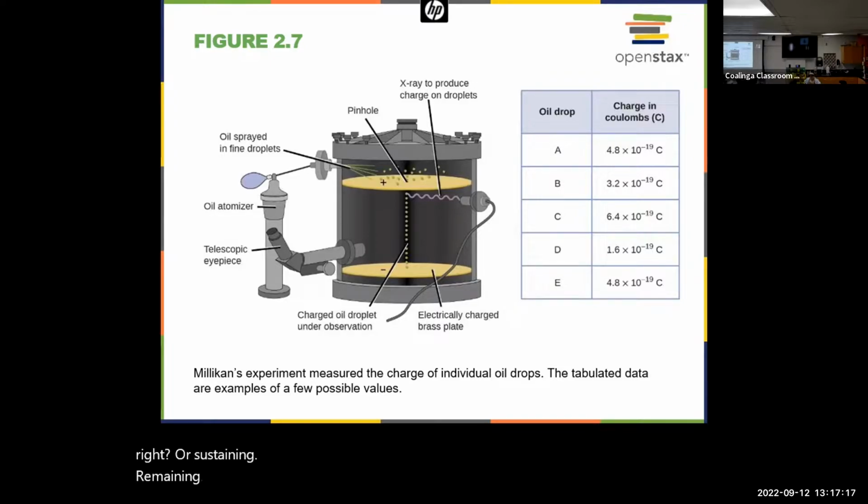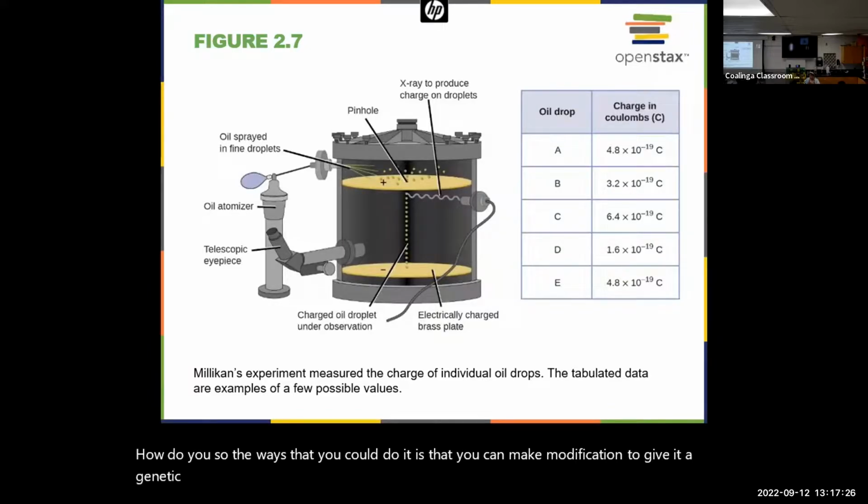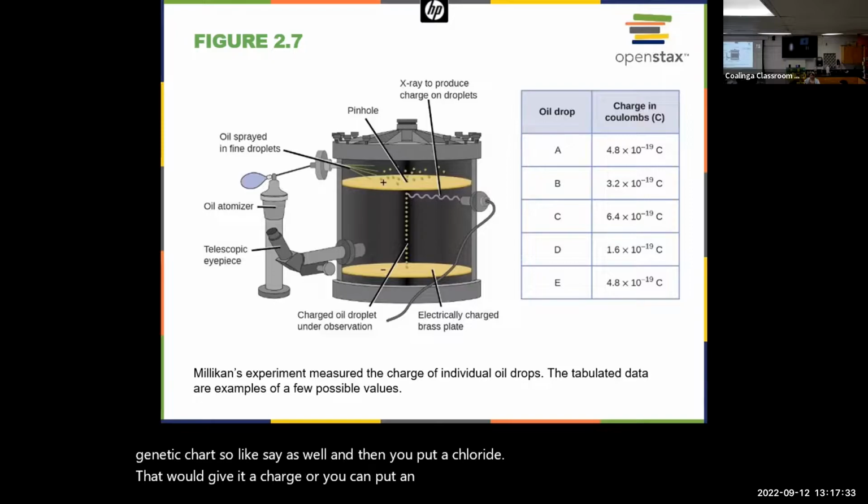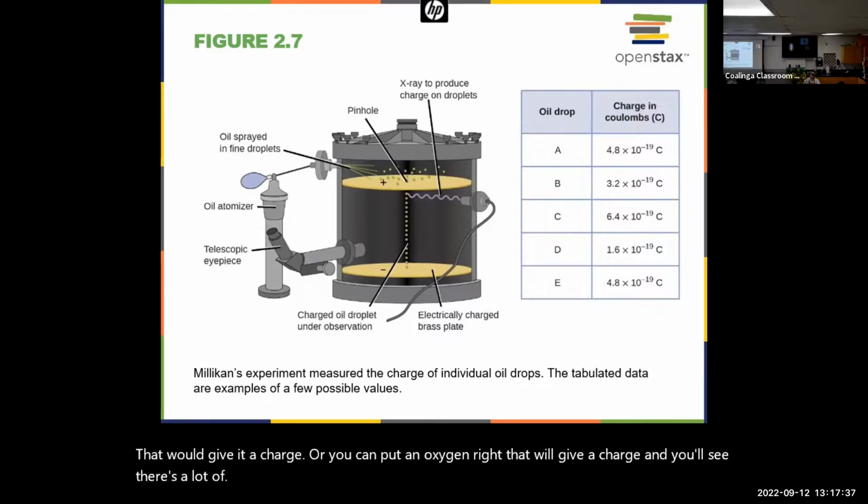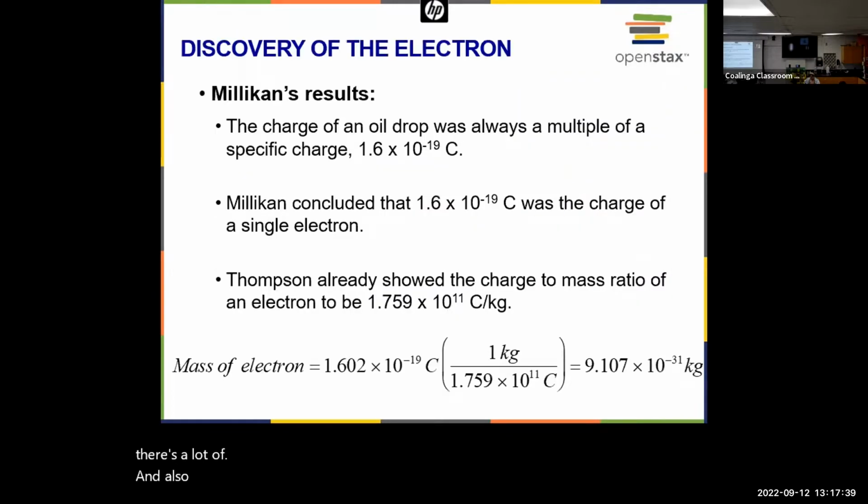How do you do that? So the way that you can do it is that you can make a chemical modification to give it a negative charge. So like say you have oil and then you put a chloride in it. That will give it a charge. Or you put an oxygen. And you'll see this a lot in biology, right? And also ozone. All it is, is those long fatty acid chains, right? And then you just have some charged particle.